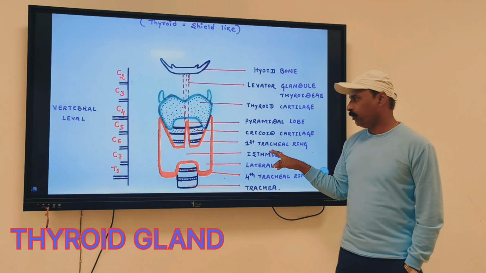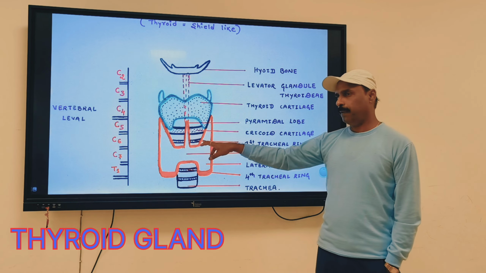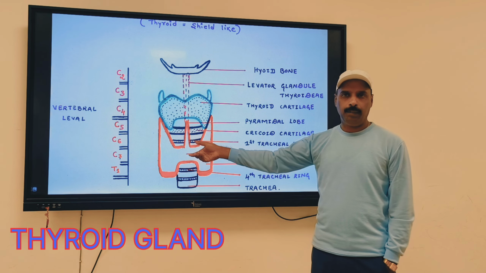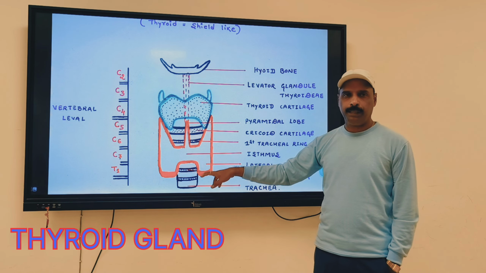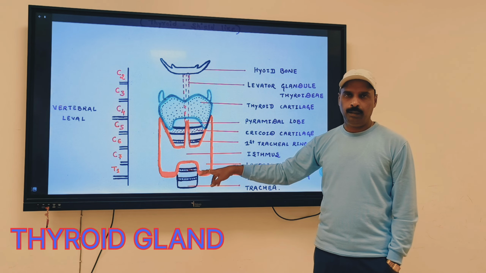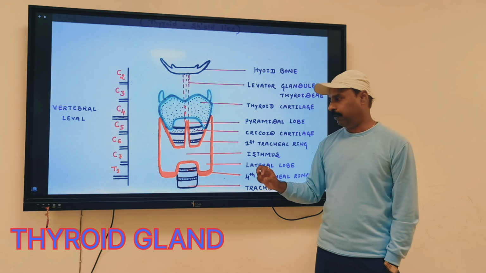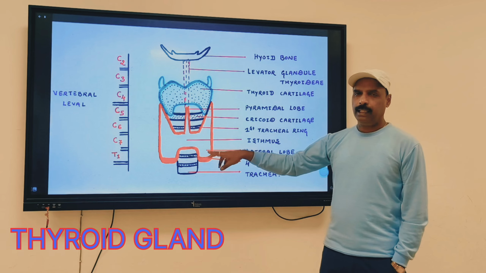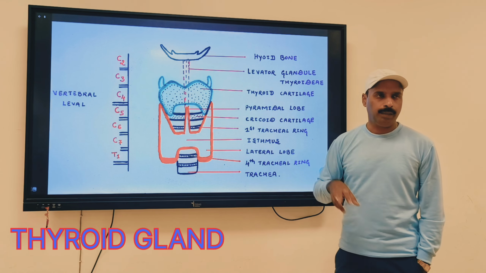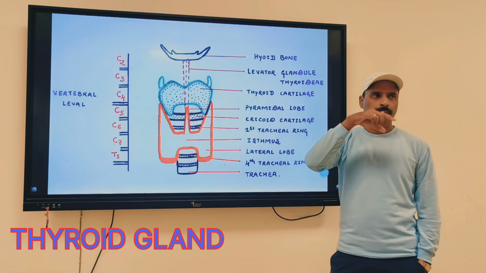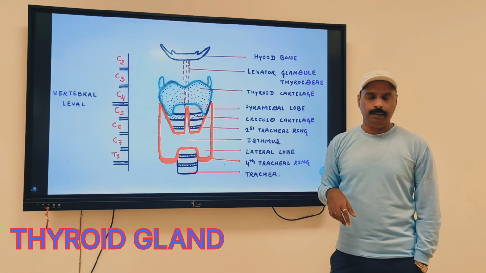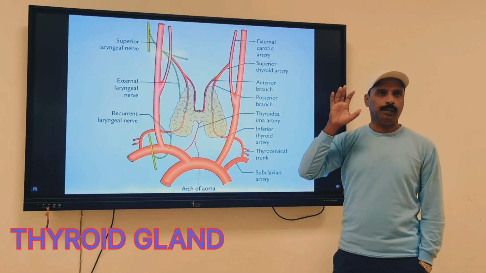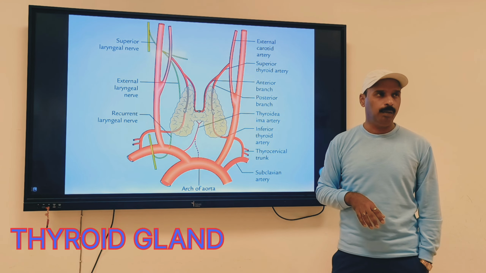You have to remember the tracheal rings. The second and third tracheal rings are at the level of the isthmus, and at the fourth or fifth tracheal ring we have the lobe of the thyroid. Here the fourth tracheal ring is very important. We count the tracheal rings from the first to the last, till the bifurcation of the trachea into the bronchi.